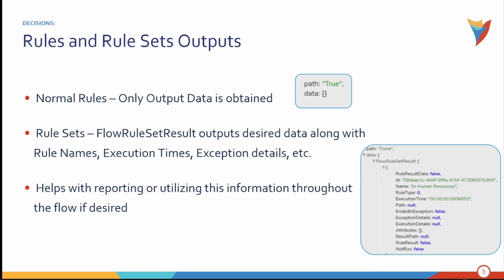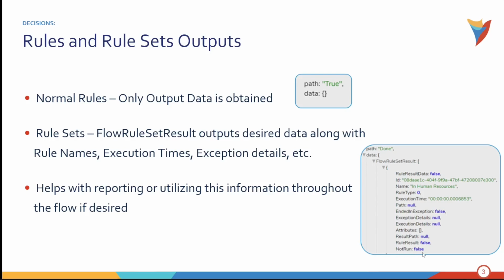Rule sets, on the other hand, output a different data type called flow rule set result. This outputs, first of all, the same exact information, the true or false value if it's a Boolean, the specific data if you're outputting data from your rules. But in addition to that, a lot of other interesting metadata or useful data. The name of the rule that got run, execution time and how long it took to run, potential exception details if the rule had an exception, even whether or not the rule was run.